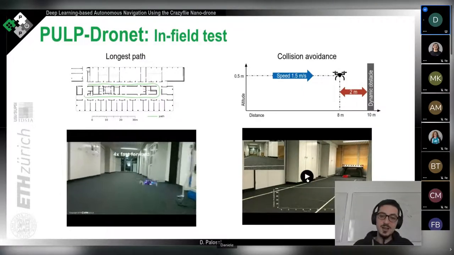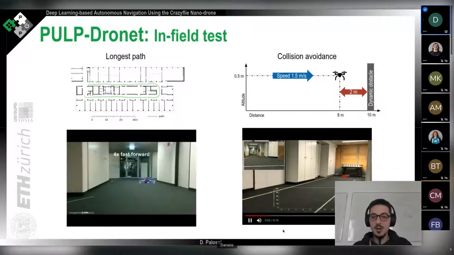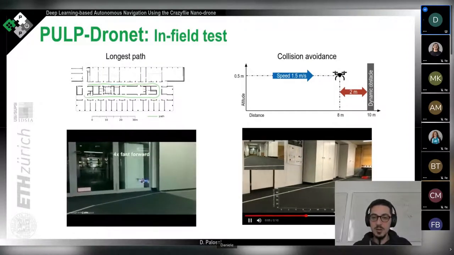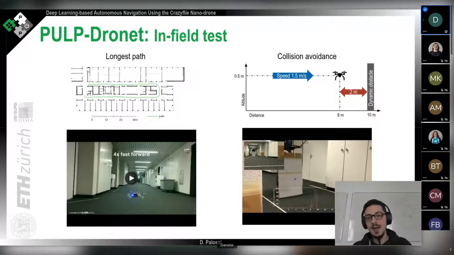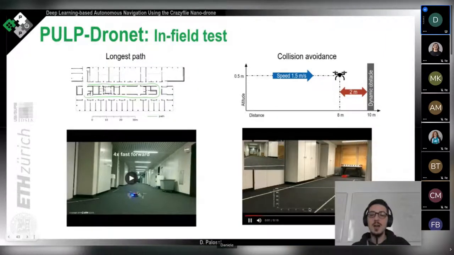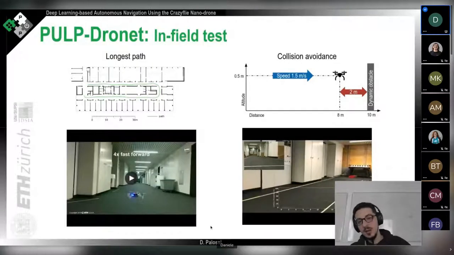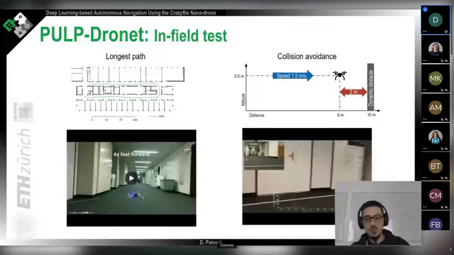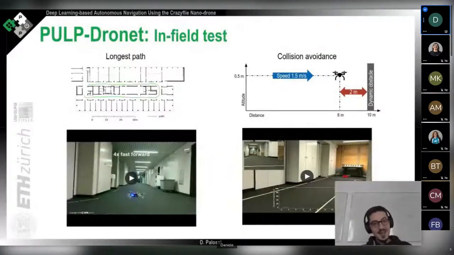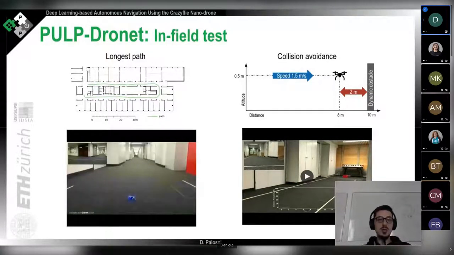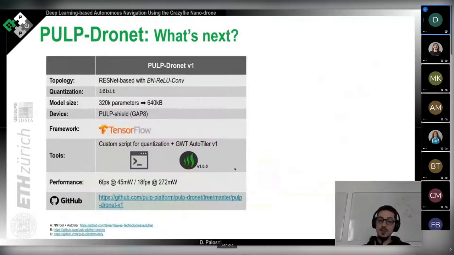Here in this second video, you can see at the bottom also the collision output from the network. The drone is flying, the carton board is popping up, and you see the spike of the network and the drone stopping in front of the carton board that appears, and it stops. And this was the very first complete pipeline, so from the model, the deployment and the testing in the field, and we used this PULP shield that I mentioned before, our prototype.